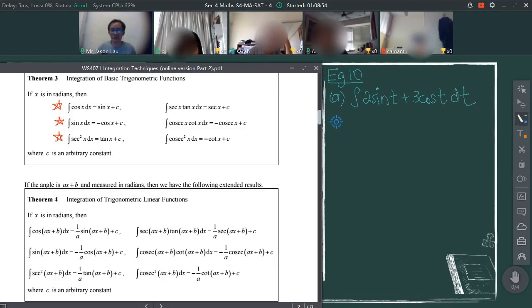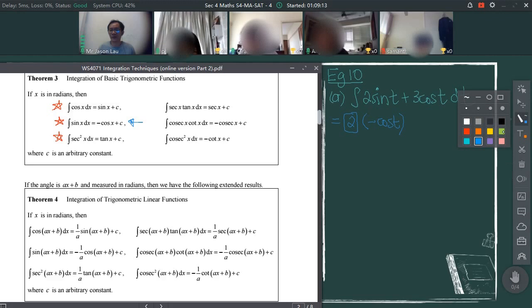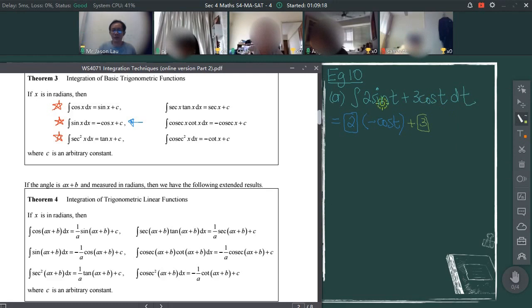Okay, then you'll get directly sine is negative cosine. So the 2 is left behind. You always leave the number aside, then it's negative cosine. Can follow? This one, first one. Then second one, plus leave the 3 behind. Then cosine is the first one. So we integrate cosine is sine. Then plus c after that.